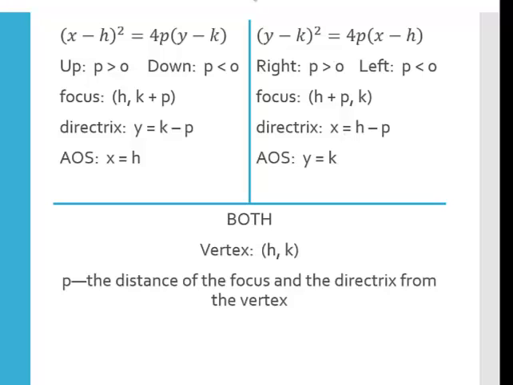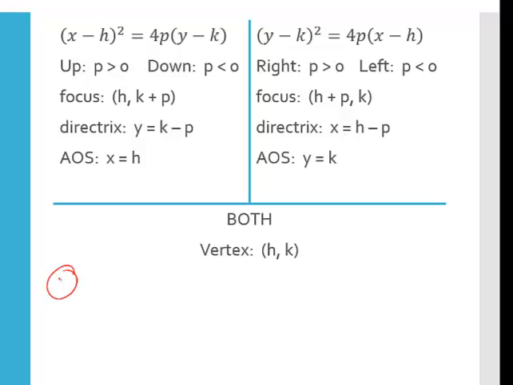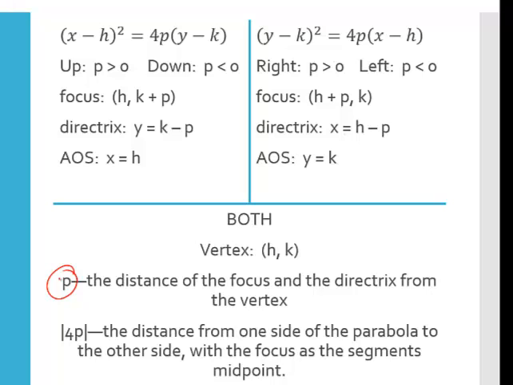Now p, that very important variable for our parabola, is the distance of the focus and the directrix from the vertex. I'll go ahead and explain this later after this slide. Now, 4p is the distance from one side of the parabola to the other side, with the focus as the segment's midpoint. So I'll go ahead and explain this as well. If you need to finish writing this down, go ahead and pause the video.